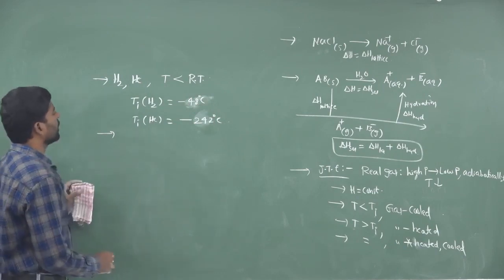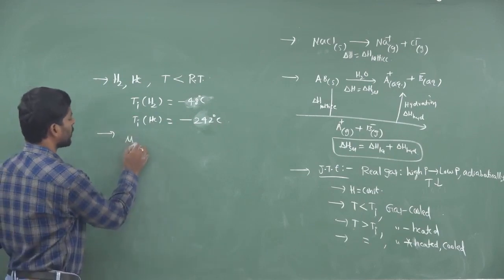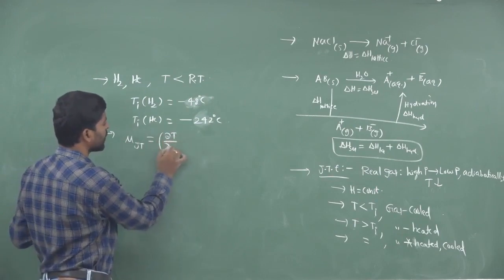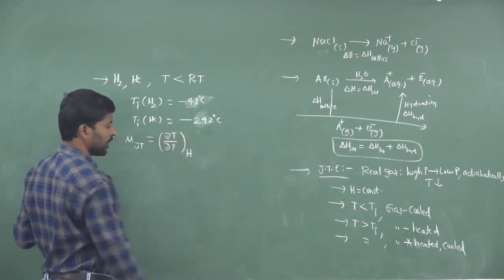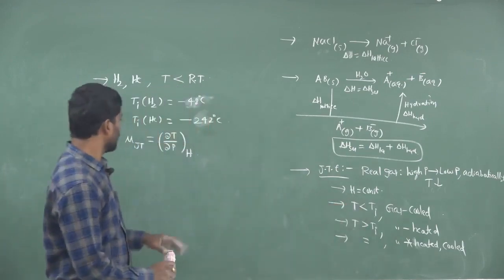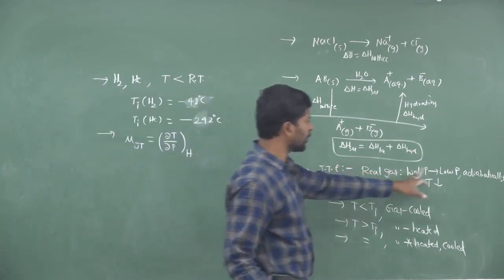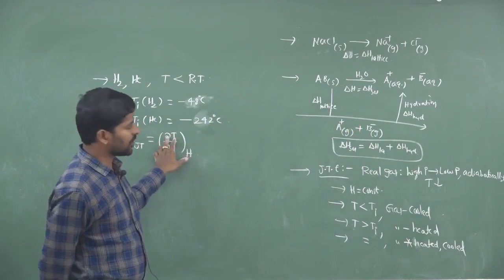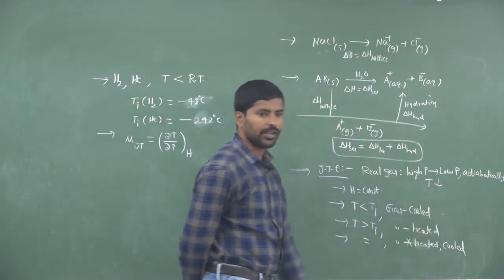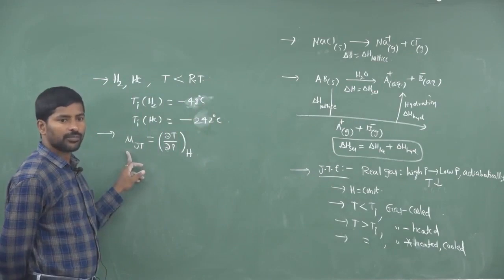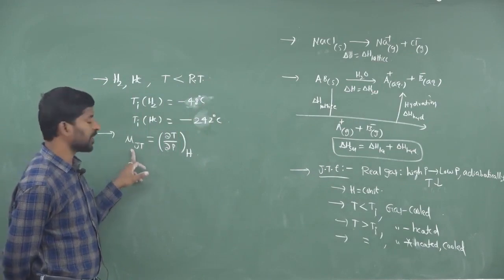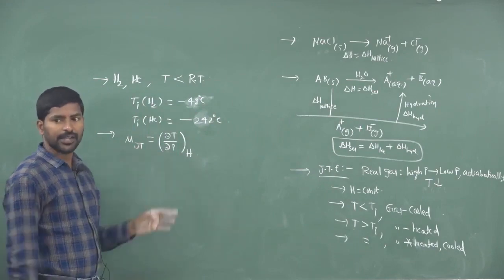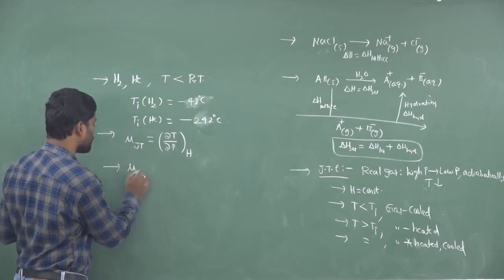Next, the Joule-Thomson coefficient. The Joule-Thomson coefficient is nothing but the change in temperature with pressure at constant enthalpy, as it is an isoenthalpic process. We are changing the pressure from high to low, so for a given change in pressure, what is the change in temperature? The temperature of the gas is decreasing, yes. So that is called the Joule-Thomson coefficient. Is it an extensive or intensive property? It is an intensive property, since we are expressing it for unit pressure.